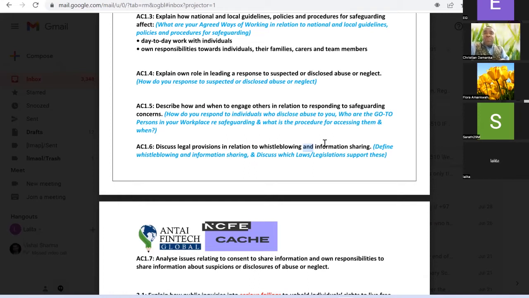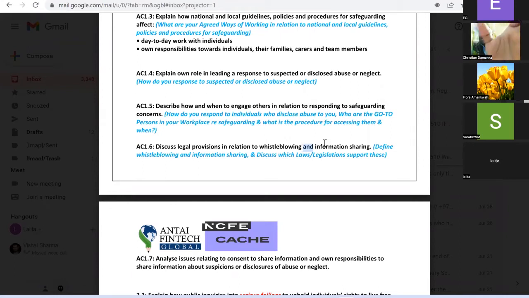Assessment criterion 1.5, describe how. The first thing is how. It's always important to take note of what the question is asking, because if you answer just one aspect of it, you're going to be marked under, just half of what is expected. So describe how, first thing, how and when to engage others in relation to responding to safeguarding concerns.